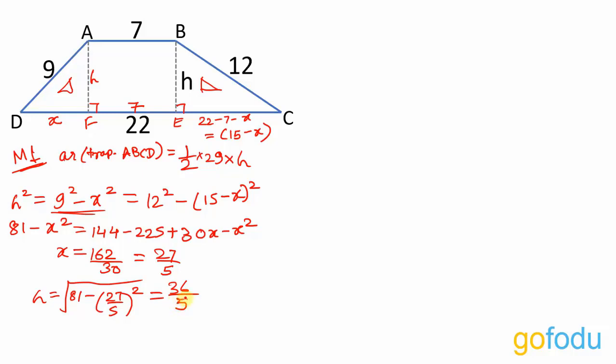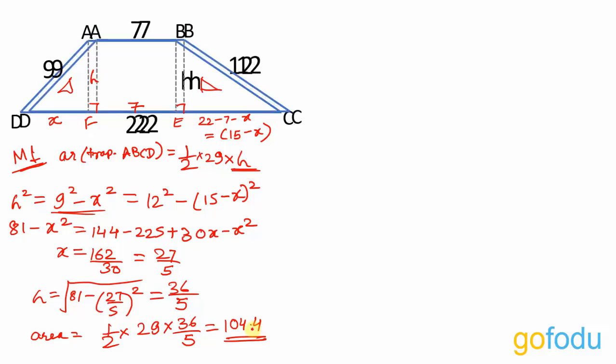Next we will put this value of h here and get the area of trapezium. Area of trapezium is half into sum of parallel sides, which is 29, into height, which is 36 upon 5, which will come out to be 104.4 square units. This is the final area that we wanted.